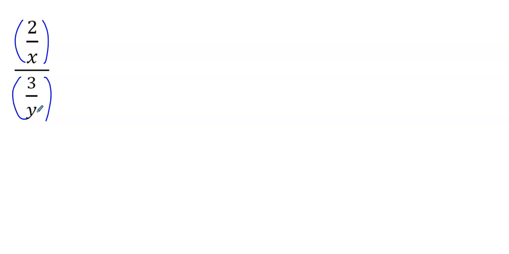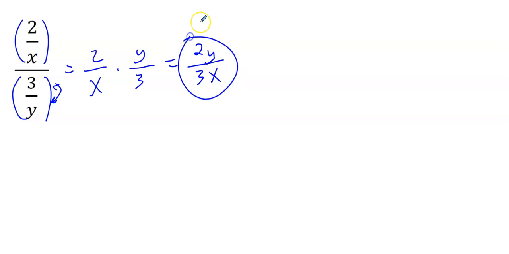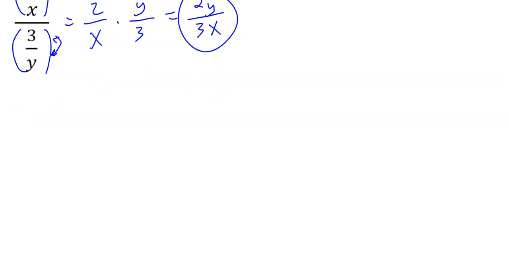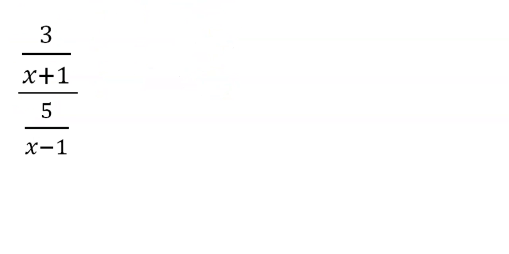Oftentimes, if you have just one fraction in the numerator and denominator, you can go, okay, instead of dividing by a fraction, I'm going to multiply by its reciprocal. So you just take the reciprocal of that one and multiply. So it'd be 2 over x, the numerator, times the reciprocal of the denominator, which would be y over 3. And so you get 2y over 3x. And that's simplified. Now this is not a complex fraction. This is just a fraction. It has a numerator and denominator, and doesn't have a fraction inside of the numerator or the denominator.